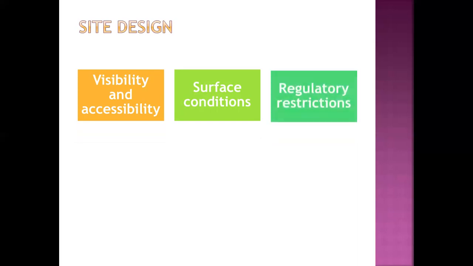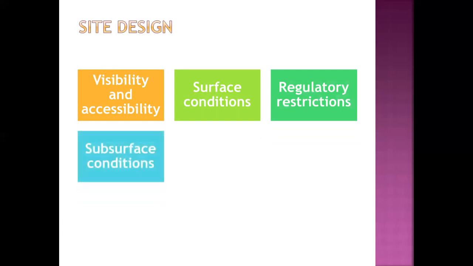So we have here the visibility and accessibility. So of course, you must consider the road access and surrounding street patterns. We also have the surface conditions. So analyze terrain, vegetation, existing buildings and roads, and environmental constraints. We also have the regulatory restrictions. So research applicable height restrictions, parking requirements, and other zoning codes.